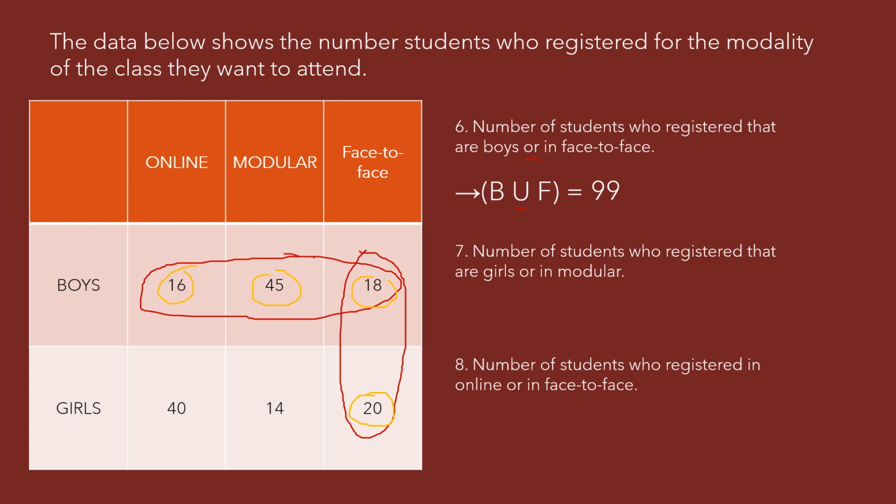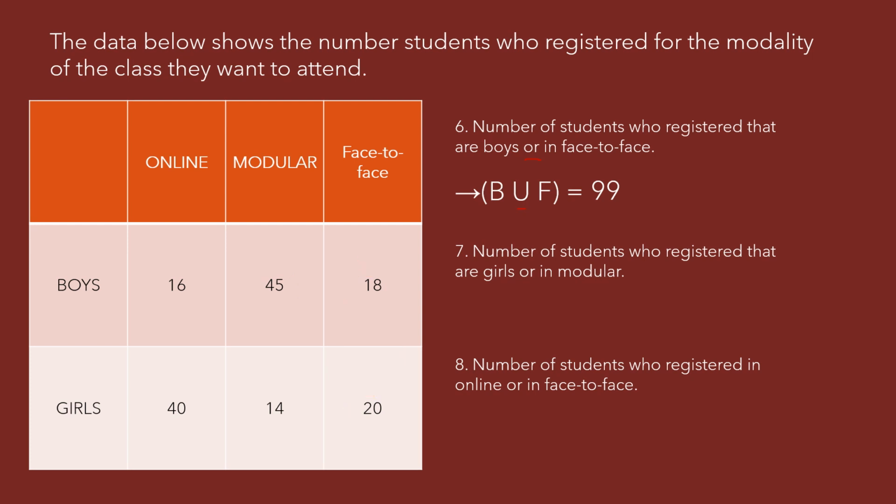Let's have the next one, number 7. So let me erase this. For number 7, number of students who registered that are girls or in modular. So these are the numbers for the girls.